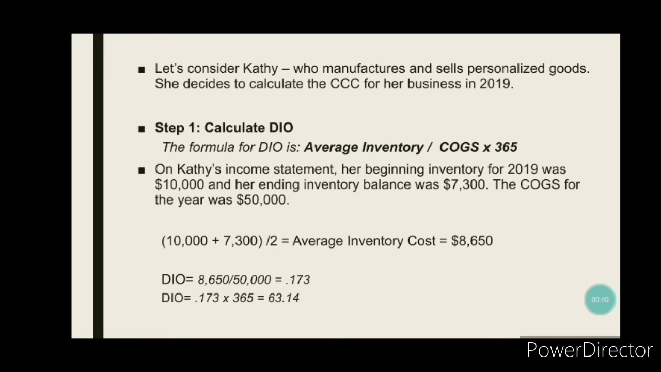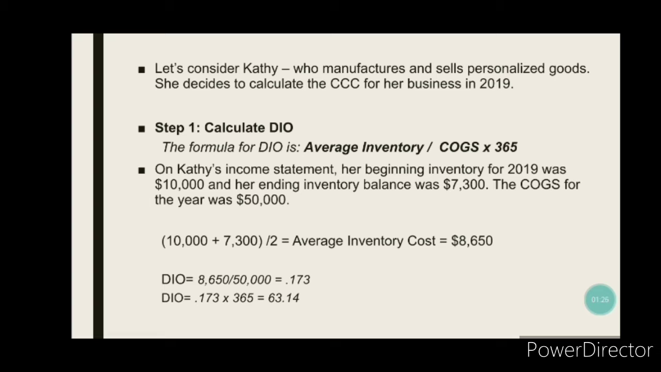To calculate your cash conversion cycle, you have to follow multiple steps. Step 1, calculate days of inventory outstanding. This is used to determine how many days it takes to turn the inventory into sales. The formula of days of inventory outstanding is average inventory divided by COGS or cost of goods sold, times 365 days. 365 days is yung ginamit dito sa example.